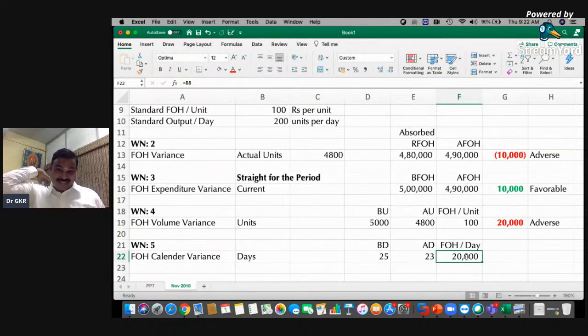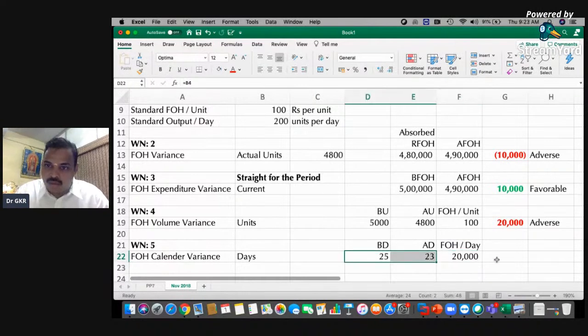2 days you worked less. If you worked more, it means favorable. You worked less means for the same salary, if your people are working less, then it is adverse. For the same salary, if people are working more, then it is favorable. Budgeted number of working days is 25, actual working days is 23. For school children, it is favorable: 25 days school, instead of that only 23 days, the students will be overjoyed. Very good, holiday. But I am in business. That is why I say, in life you have to learn, in business you have to earn. So 2 days into 20,000.